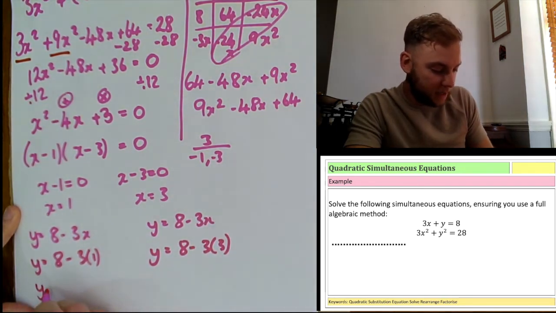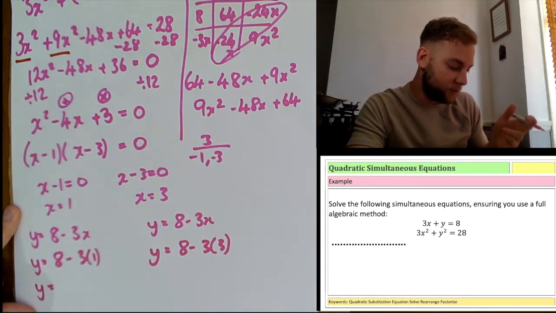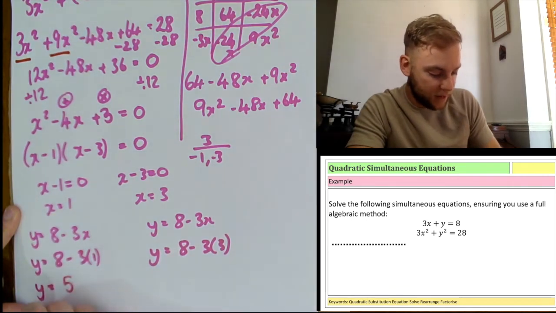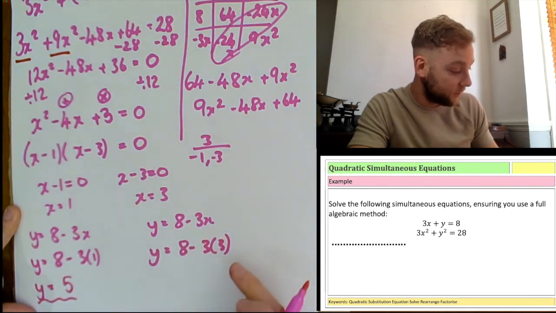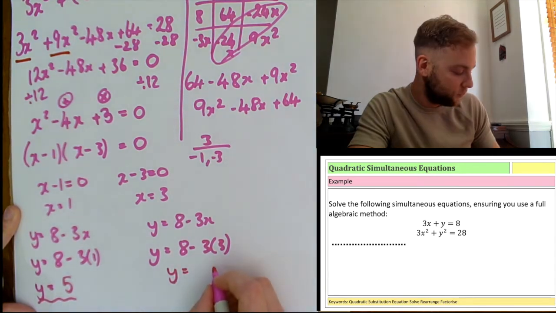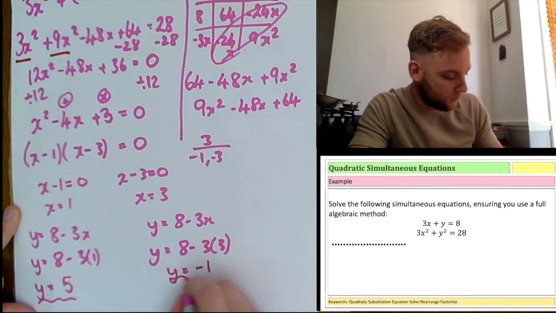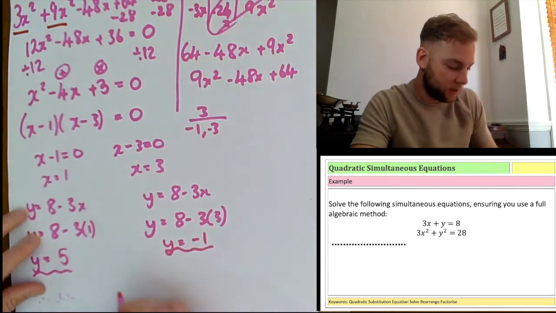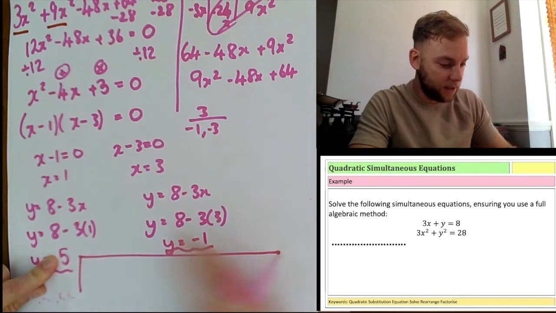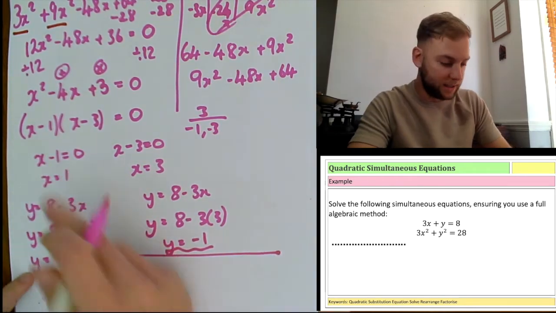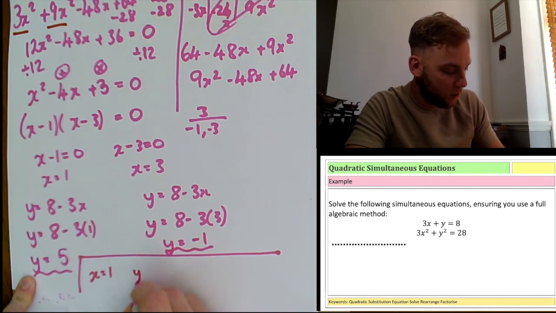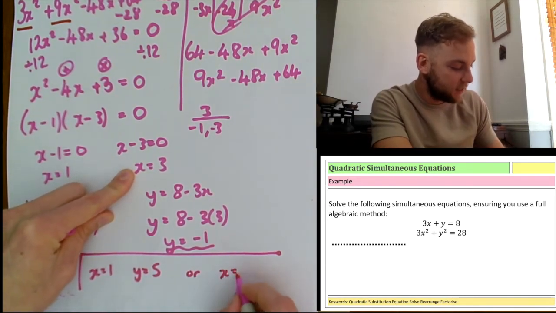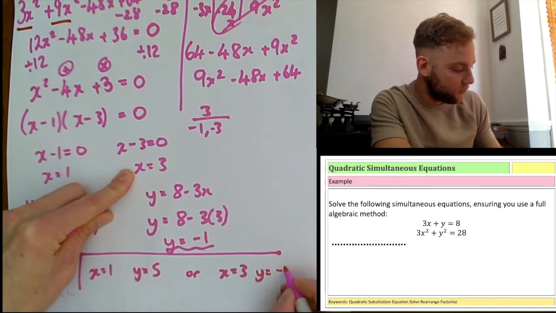So y is equal to 8 minus 3 times 1. 3 times 1 is equal to 3. So 8 minus 3 is equal to 5. Super. And 3 times 3 is 9. So 8 minus 9 is equal to minus 1. Let's just make it really clear what our two values are. So when x is equal to 1, y is equal to 5. And when x is equal to 3, y is equal to minus 1.